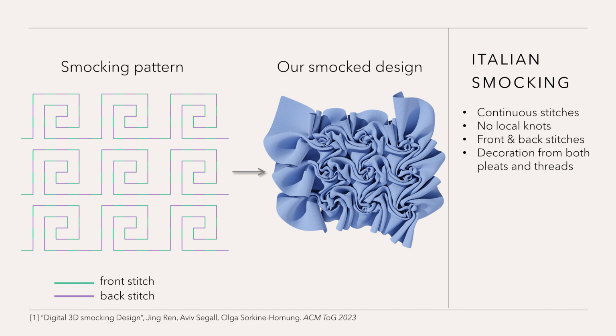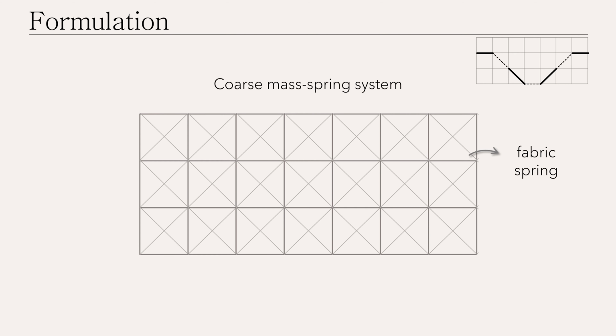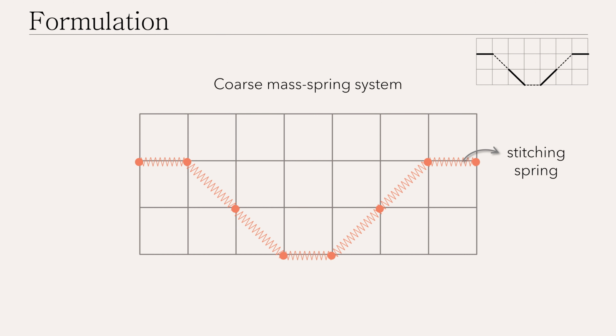In this work, we propose a method that can handle Italian smocking. Our input is an Italian smocking pattern with front and back stitches. We first extract a coarse mass spring system in the same resolution as the input pattern and call them fabric springs. We then include the stitching lines as a list of connected stitching springs into the system.